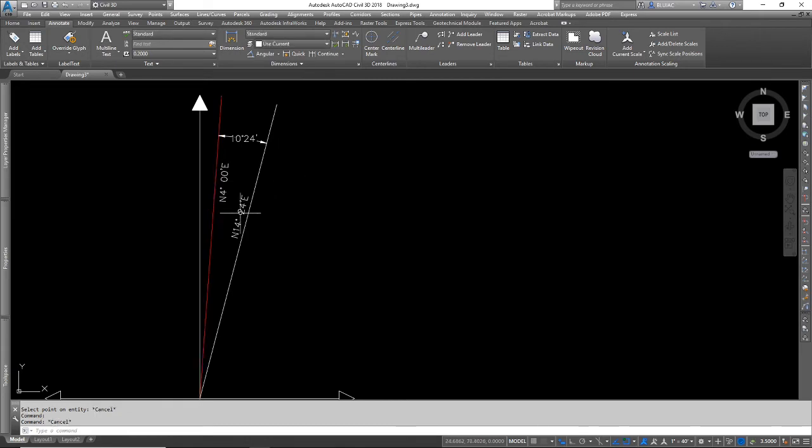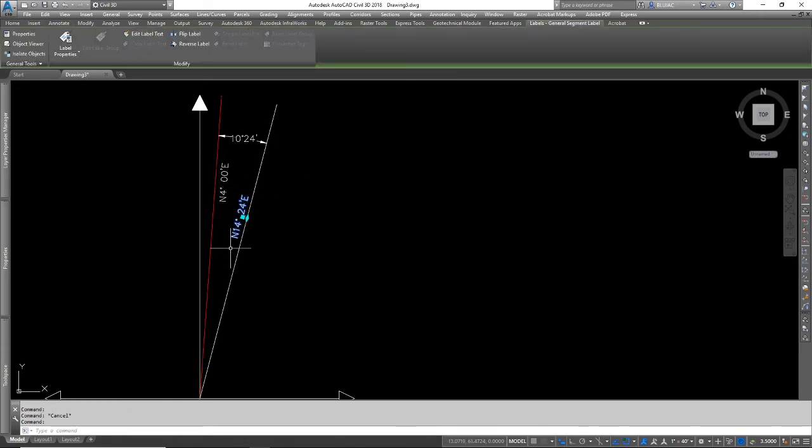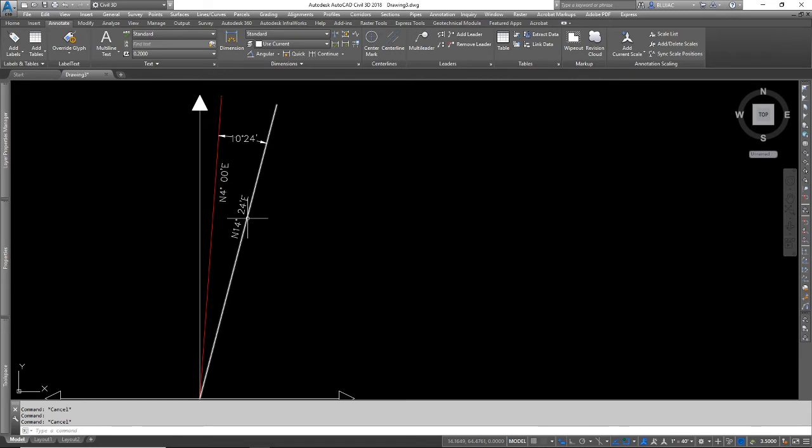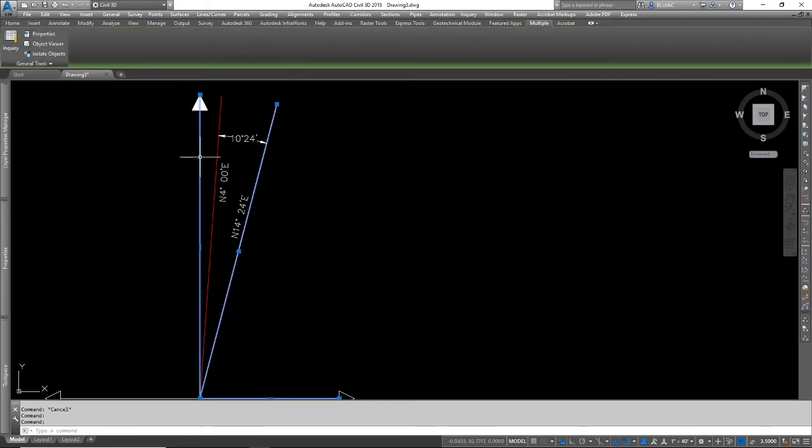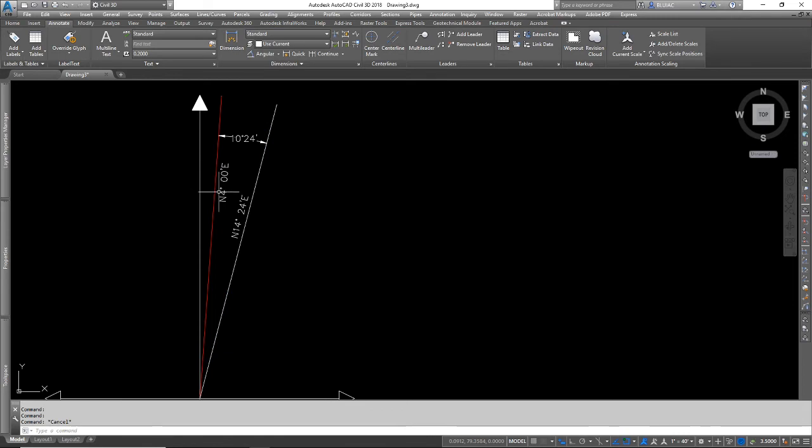And notice the actual bearing, or the true bearing based on true north, is different from the magnetic bearing. In this case, we would add 4 degrees to our magnetic bearing to get the true bearing. As you can see here, there is more than the 10 degrees 24 minutes to get from the line in question back to true north. So we have to add both of these angles together to get the true bearing.